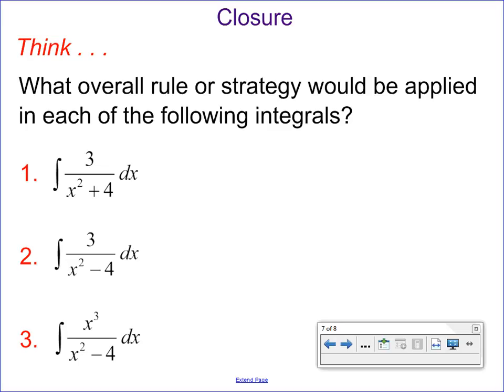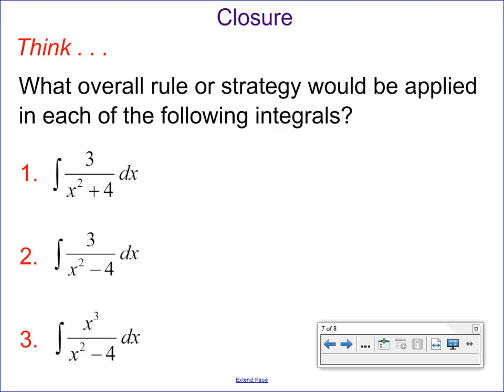Okay, ladies and gentlemen, at this time I ask that you and your partner share the strategy, kind of for the first step or the approach, or the rule that would be used in each case. First let's just look at number 1. What would the overall strategy be if you were to integrate number 1? Kobe and Sophia?